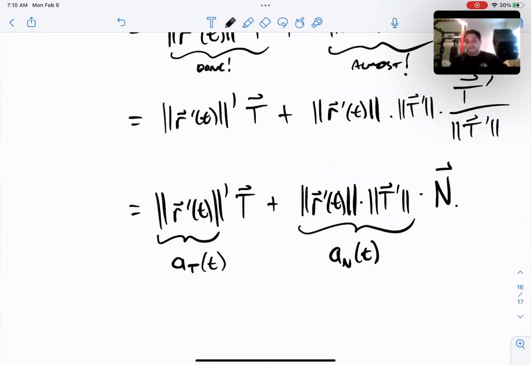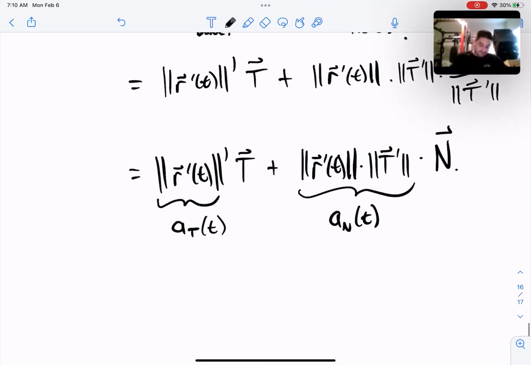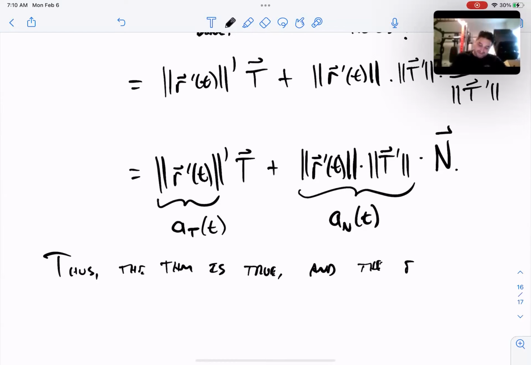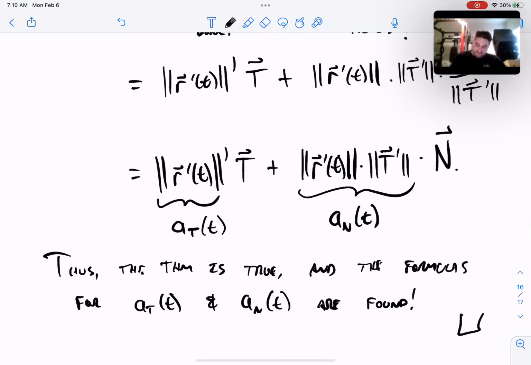So we did it, right? We proved the theorem is true, right? The theorem is true. And the formulas, as a bonus, for A_T and A_N are shown above. There we go.